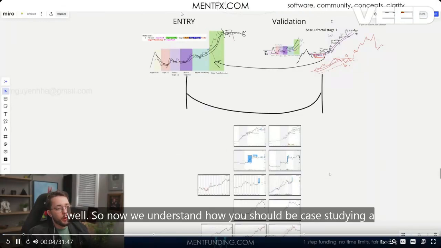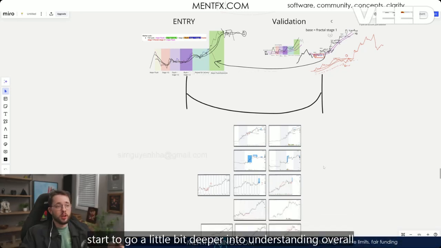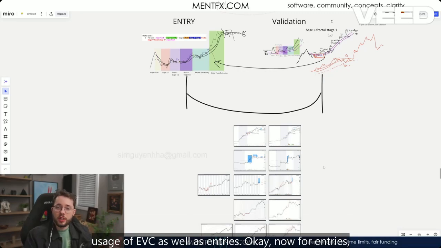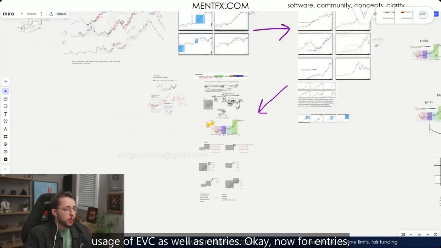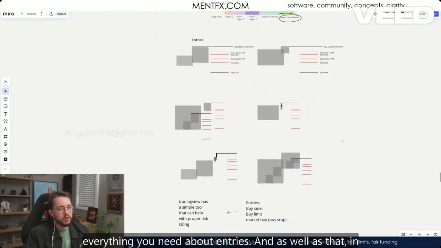So now we understand how you should be case studying a lot of your trades at the moment, which means that we can start to go a little bit deeper into understanding overall usage of EVC as well as entries. Now, for entries, because of what we've already learned, this is fundamentally everything you need about entries.